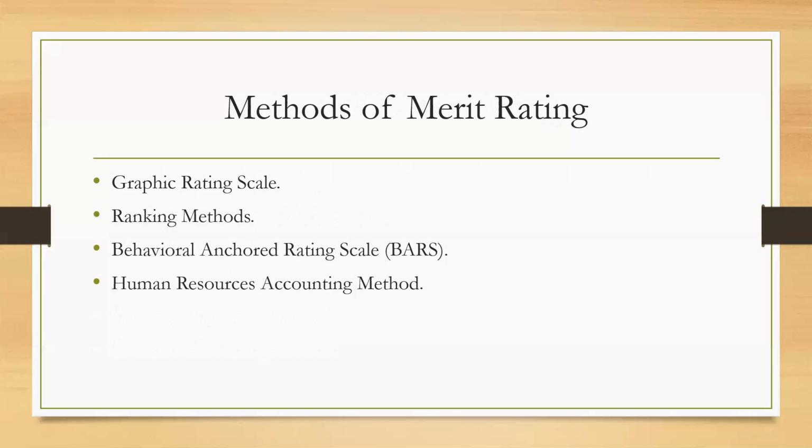So the methods for merit rating: first is the graphic rating scale. In the graphic rating scale, we compare the employee's present performance with their past performance. In that way, we get to know whether the employee has grown, whether he has performed better than before or not. So this is one of the methods. Second is the ranking method. As you can understand, it is like how you used to get ranks in schools and colleges. It is a comparative method. All the employees are compared with one another according to the points or the performance measurement that we have done.